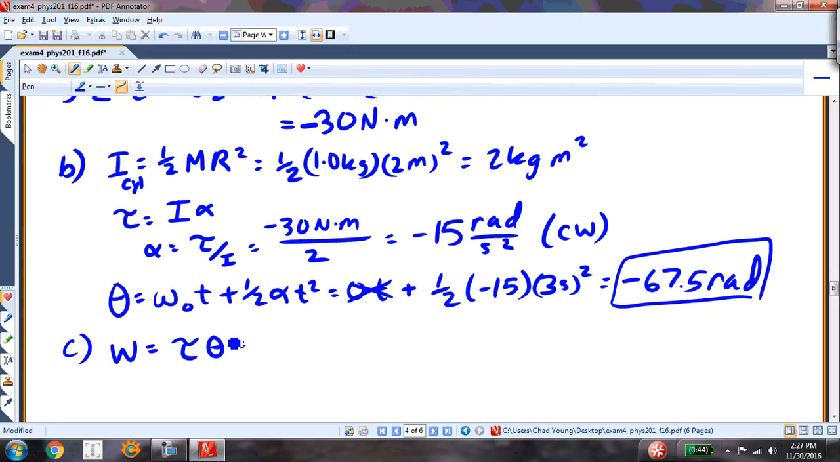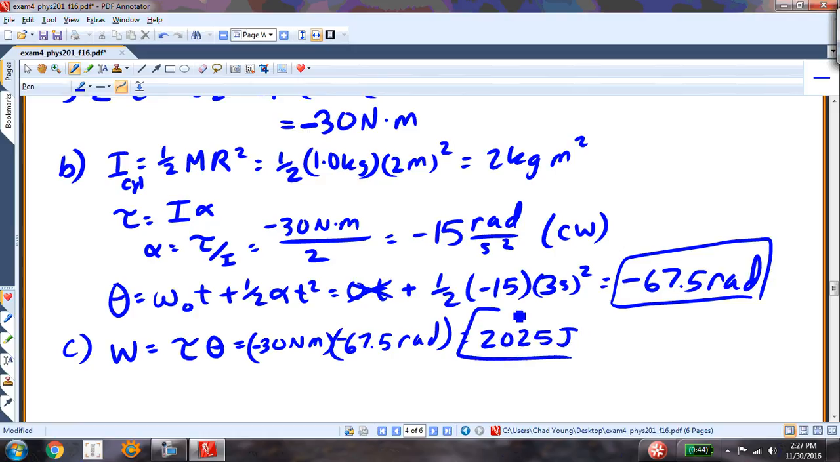That torque is 30 Newton meters. I'll put a negative there. Theta is 67.5 radians. I'll put a negative there, and I'm really just putting the negatives in to remind myself that the torque and the displacement are in the same direction. So it's going to give me positive work. And 30 times 67.5 is 2025 joules. All right, so that's one way of doing it, and that's the easiest way, and that's really the way I wanted you to do it.